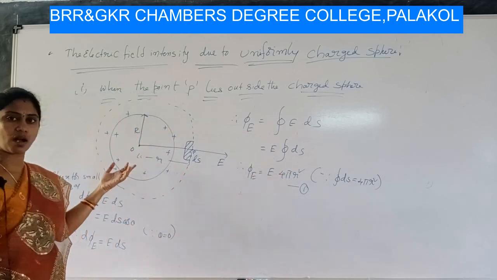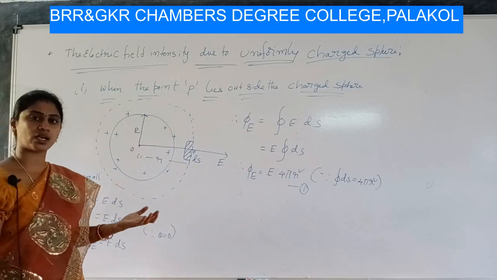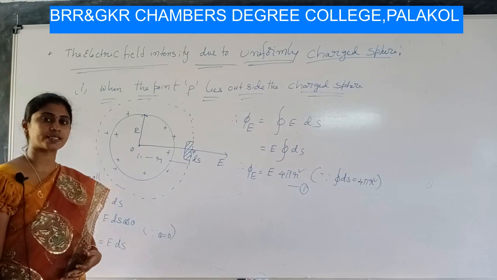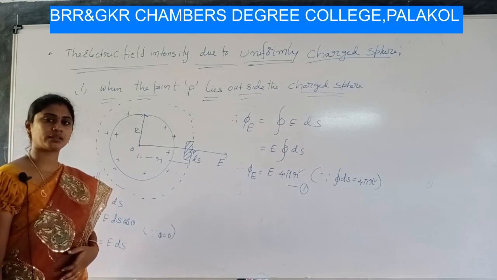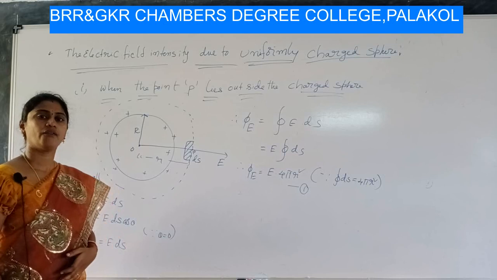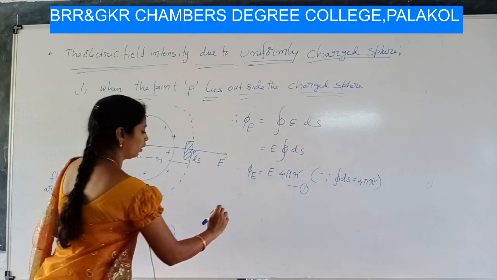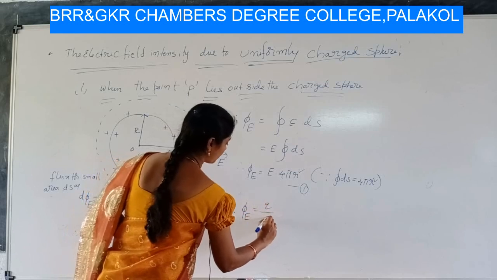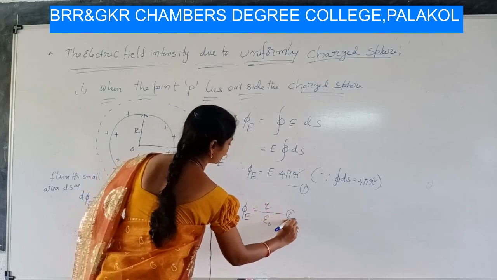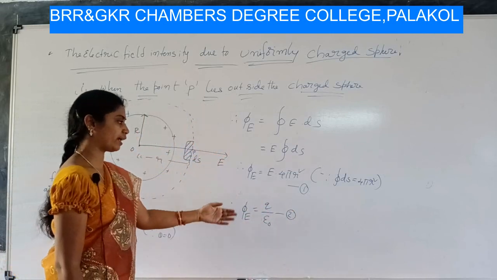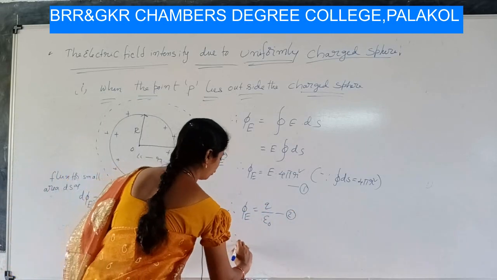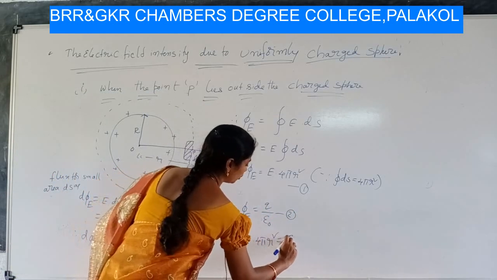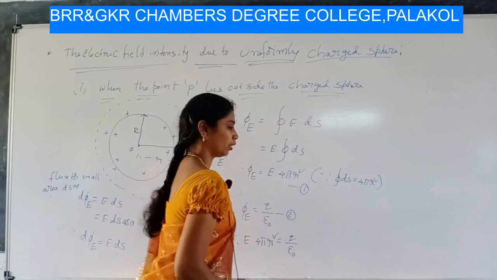Here this is also a Gauss law application. According to the Gauss law statement, the total normal electric flux through any closed surface is equivalent to 1 by epsilon naught times the net charge enclosed within that closed surface. So we write phi is equivalent to Q by epsilon naught. This is treated as equation 2. Then we equate these two equations. Therefore E dot 4 pi r square is equivalent to Q by epsilon naught.